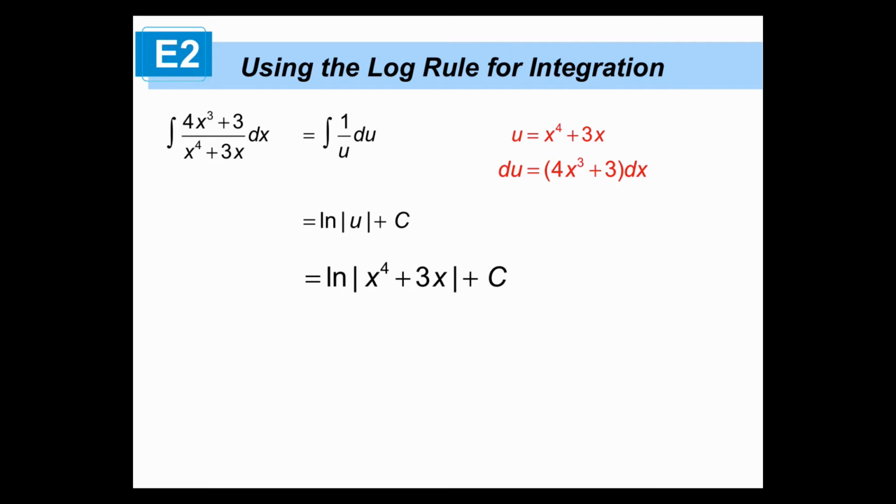What if that was 3x squared? The stuff inside. What if it was x to the fourth plus 3x squared, then could you? Because that would always be positive, then you could drop the absolute value. If you can guarantee that the stuff inside is always going to be positive, then you're good to go.